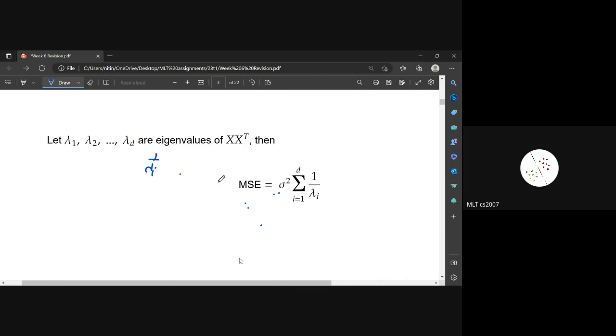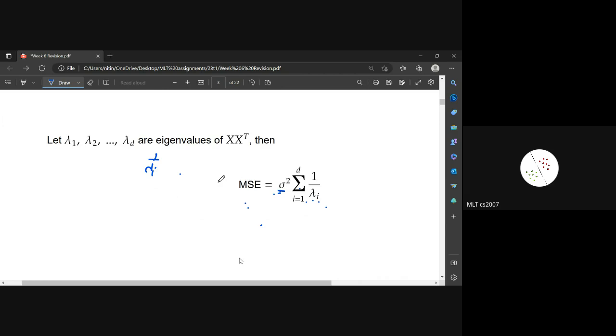Now since sigma square is a constant, what we can handle is these lambda i's. The larger the lambdas, the smaller the MSE, and if the lambda values are smaller, your MSE is going to be higher. So that we have to handle. If we make sure that these eigenvalues are higher, then MSE is going to be smaller, and that's our target. We want the MSE for the estimator to be low.